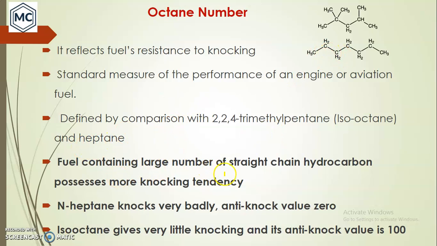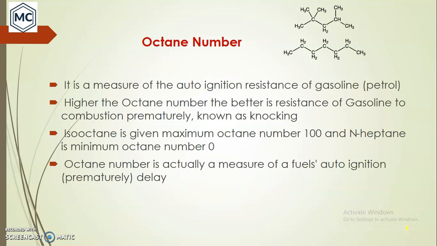So fuel containing a large number of straight chain hydrocarbons, that is this one, heptane, possesses more knocking tendency. Normal heptane knocks very badly and its anti-knock value is 0. Whereas a petroleum containing isooctane gives only very little knocking and its anti-knocking value is 100. So if a petrol contains more isooctane, it will have less knocking.